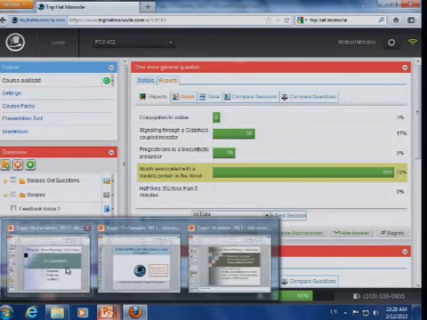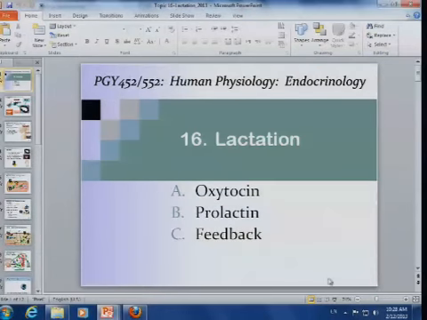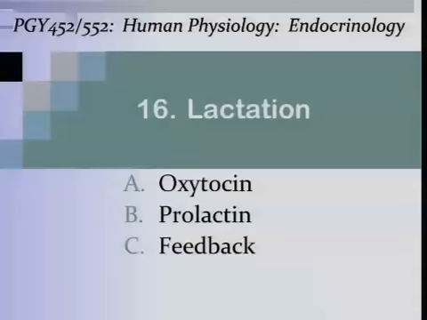And with that, we'll go on to our last topic and our shortest topic. This is lactation. Lactation is actually about 3 hormones, but 2 main ones, oxytocin and prolactin. And this is the classic positive feedback mechanism.